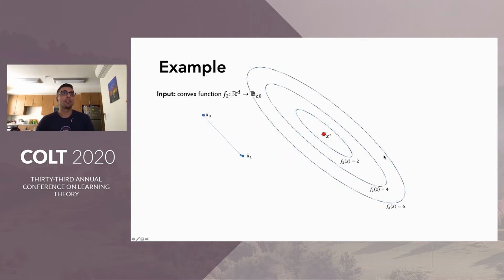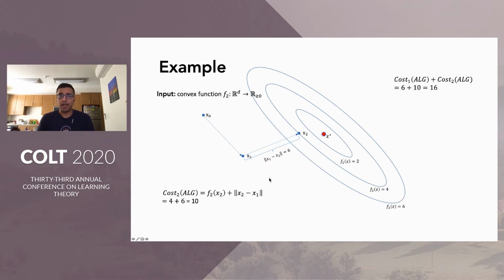Once it moves, the algorithm is given a new function f2, which is also convex and goes from the d-dimensional Euclidean space to the non-negative reals. Once again, we play the same game. So maybe the algorithm chooses to move to x2 over here. Now it pays a function cost of 4, and it pays a movement cost of 6 for a total cost of 10 in this time step.